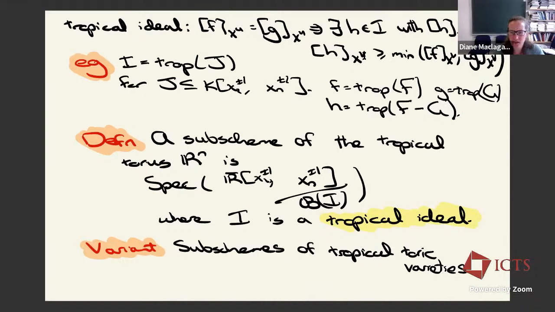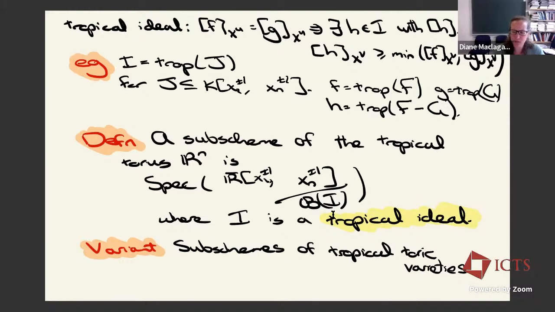Okay. And then that lets us define a subscheme of the tropical torus to be, I mean, it looks like the previous page. We just take Spec, in this F1 theory world, of the quotient of the semiring of tropical polynomials by the bend congruence of I, when I is a tropical ideal. So I only want to think about this in the case where I satisfies this extra tropical ideal condition.